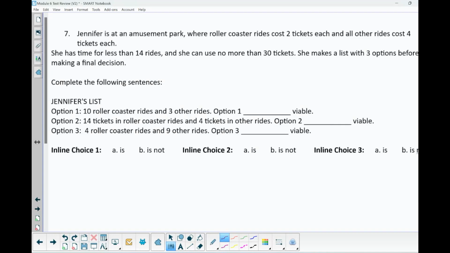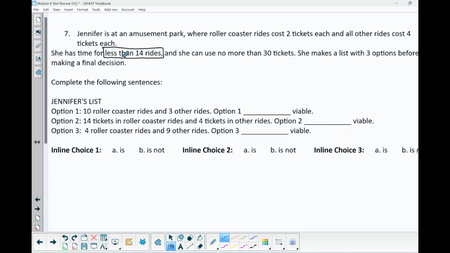All right, number 7. Jennifer is at an amusement park where roller coaster rides cost 2 tickets each and all other rides cost 4 tickets each. She has time for less than 14 rides and she can use no more than 30 tickets. She makes a list of 3 options before making a final decision. Complete the following sentences. So we are going to build our system and then we're going to check if each of Jennifer's options work.